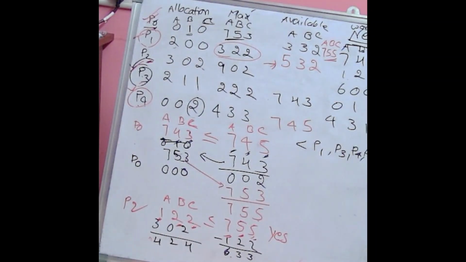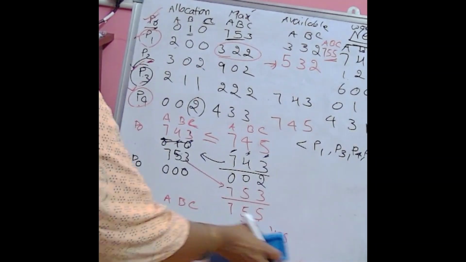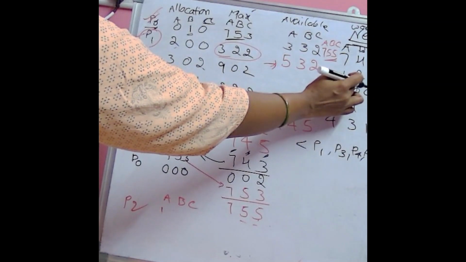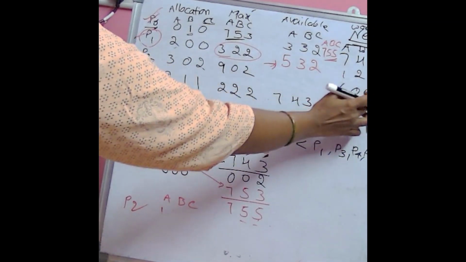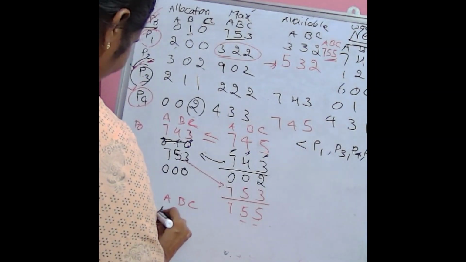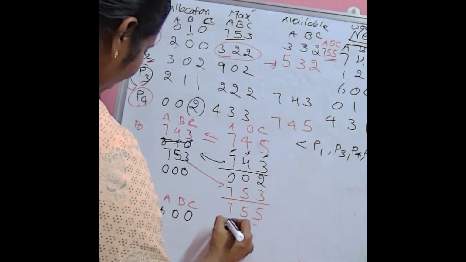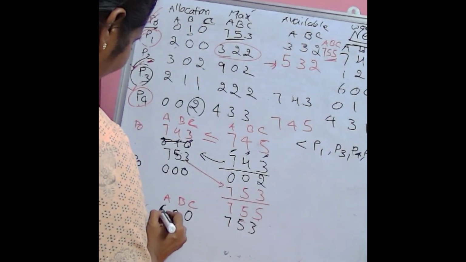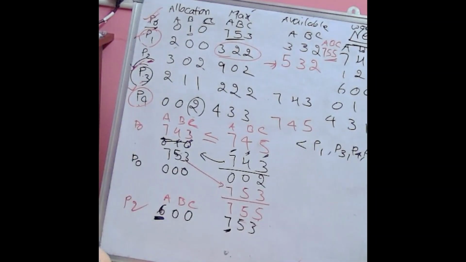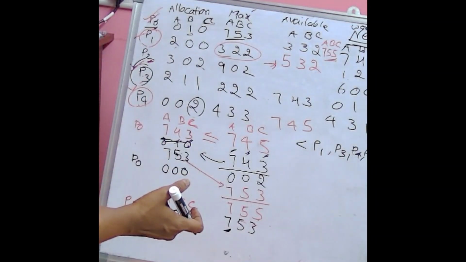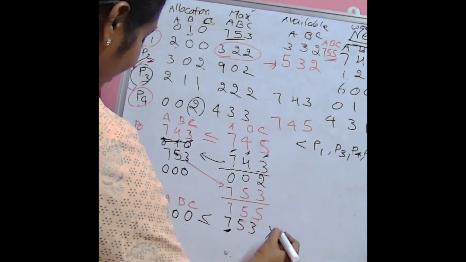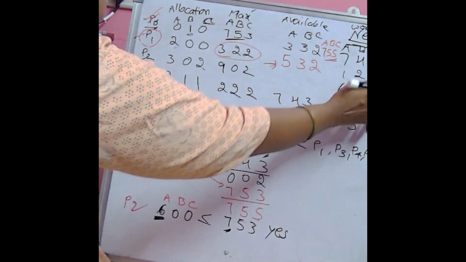Sorry, ma, I made a mistake here. What is the P2 need? This one, 1 2 2, is P1's need. Sorry, P2's need is 6 0 0. We are having 7 5 3. Anyway, it requires 6 units, we are having 7 units. The remaining 2 aren't required. So anyway, its request is less than the availability. That's why the system will allocate this. Sorry for that.